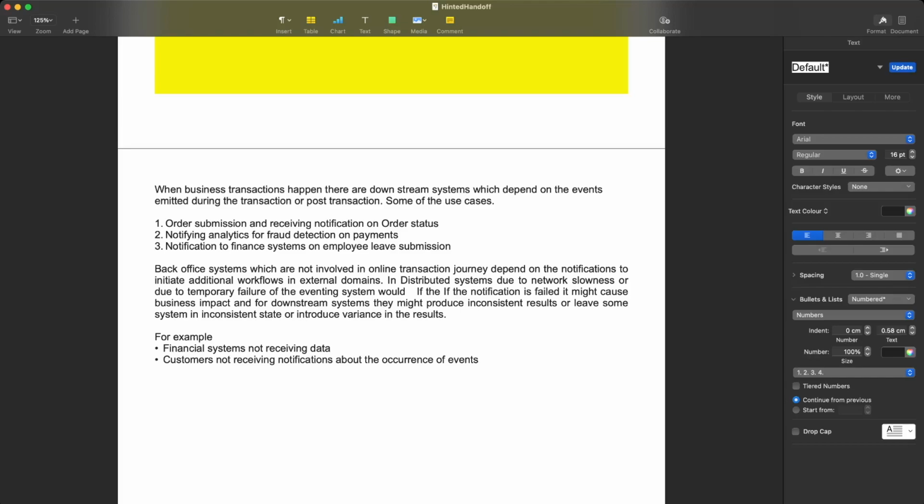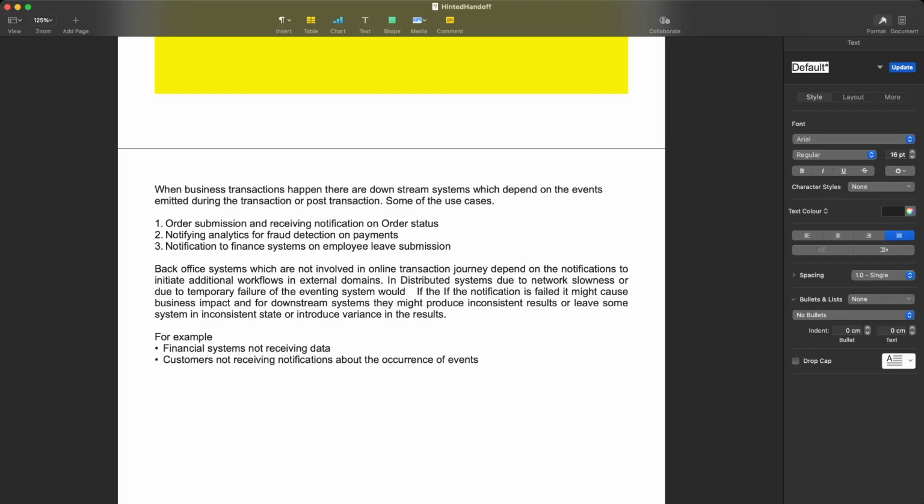This is the problem statement that we are talking about today. Let's go into the text that we have come up with. Back office systems which are not involved in the online transaction journey are one such example, though they need not be. Online transaction journeys depend on notifications to initiate additional workflows. The additional workflows are the ones which we talked about.